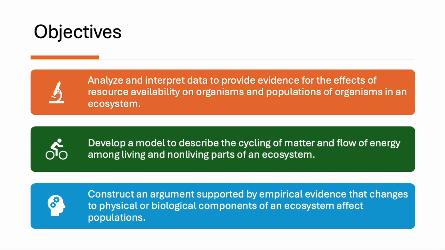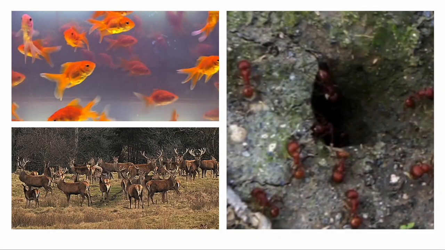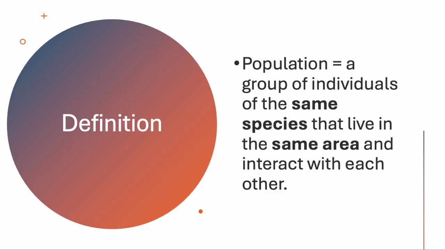Let's start with a couple of definitions. A school of fish swimming together, a herd of deer grazing in a field, or a colony of ants working in an anthill. Each of these is a biological population. A population is a group of individuals of the same species that live in the same area and interact with each other. These individuals can breed with one another and share resources like food, water, and shelter.